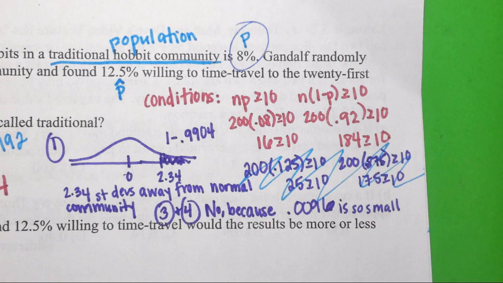So it asked about some hobbits, and it tried to be way too cute. It said that we selected 200 hobbits from a remote community. We found 12.5% willing to time travel. And then could that specific sample really be called traditional? Traditional, the proportion is always 8%. So we were kind of anticipating a no. We got such a small percentage, we're at 0%. So we're not confident at all that this is the traditional hobbit community because of how far away it fell from the mean.